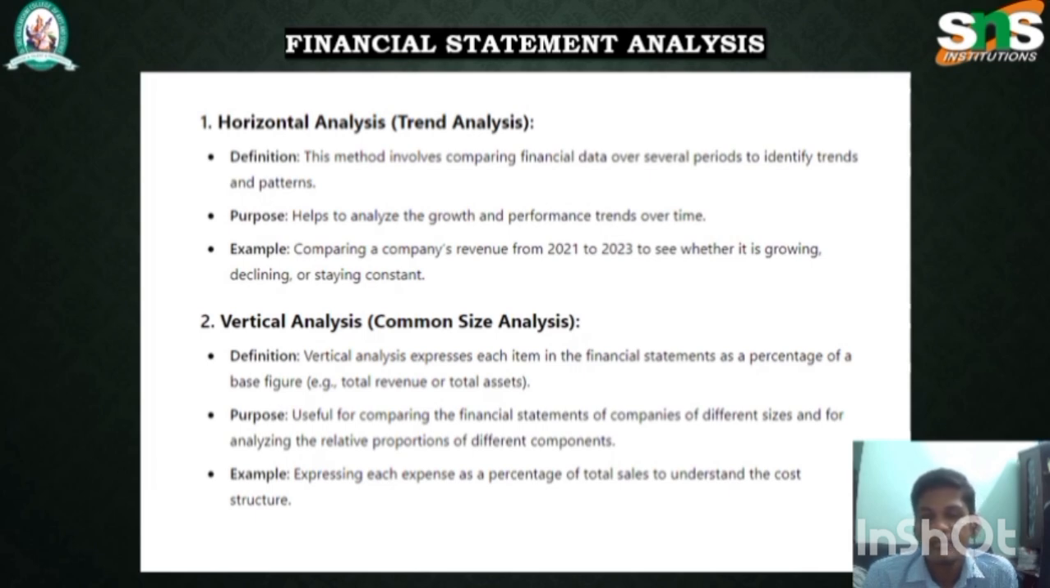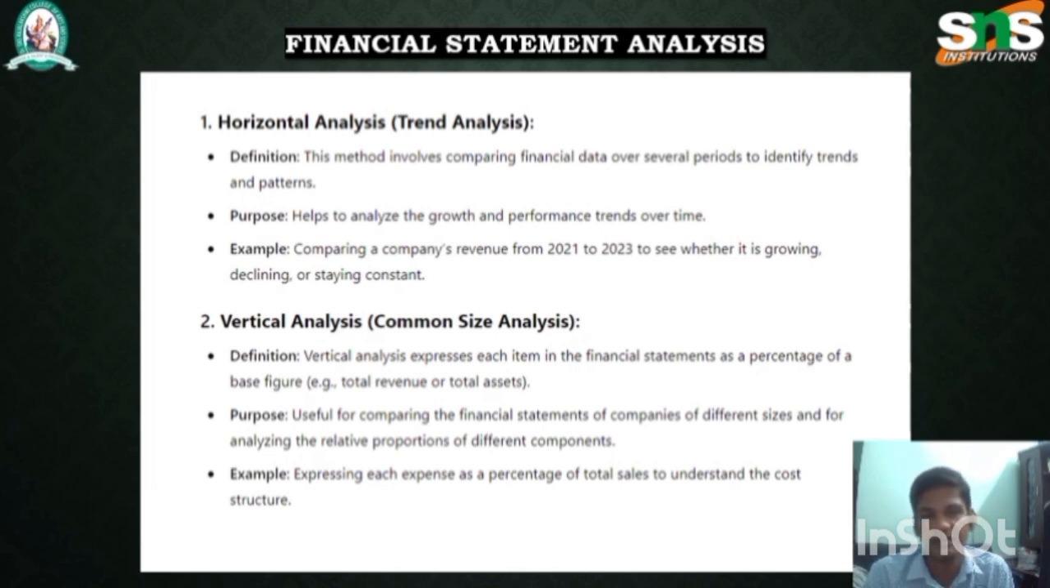As we looked at earlier, the definition of horizontal analysis: this method involves comparing financial data over several periods to identify trends and patterns. It helps to analyze the growth and performance trends over time, like the last 5 years. For example, from the year 21 to 23, to see whether the company's profitability is growing, declining, or staying constant.